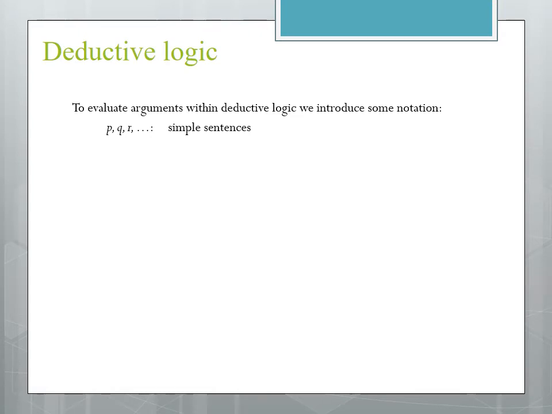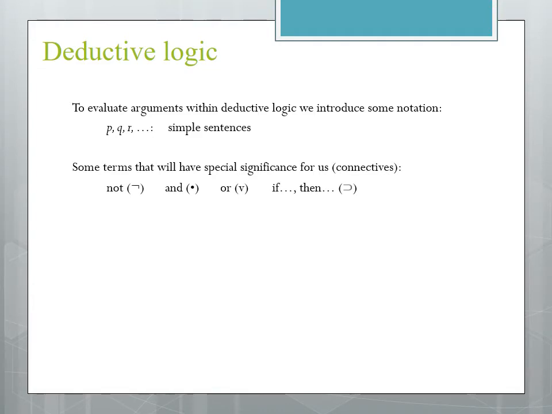The grammar of the language is also fairly simple. We have special terms within our logic, and the four that we're going to be concerned with in this course are those of not, and, or, and finally, if then. And you can see here on the slide that we've got special symbols that are used to denote these connectives or operators or special terms.